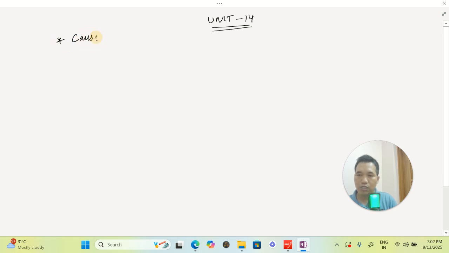Now here, the point that you have to understand in unit 14, the very important point number one, is your causes. What is the reason? So this is your flow chart, and based on this flow chart, there are two important points which are causes: number one and number two.